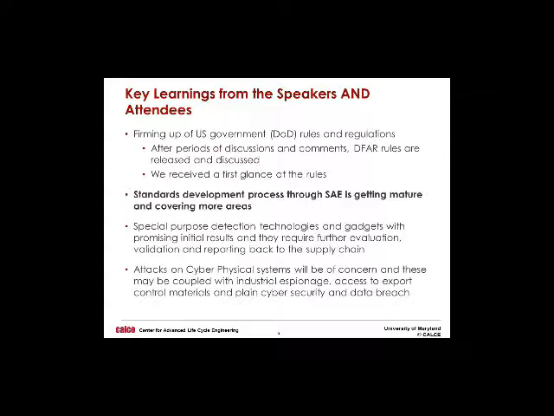About a month back, the US DoD came out with its rules, which are the Defense Federal Acquisition Regulation rules, the DFARS rules, and they were released and discussed. So quite a bit of discussion went there. And all these learnings I'm talking about, I'm not going to be able to go into full details. It will take all the time.